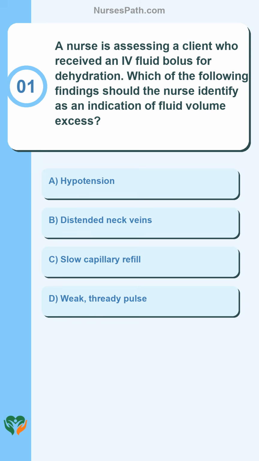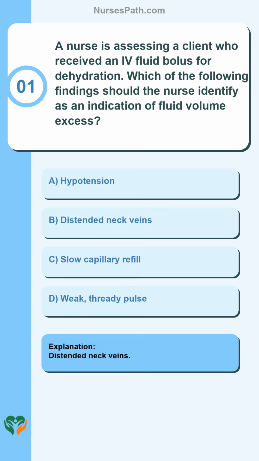Question 1. A nurse is assessing a client who received a fluid bolus for dehydration. Which of the following findings should the nurse identify as an indication of fluid volume excess? Hypotension, distended neck veins, slow capillary refill, weak, thready pulse. Distended neck veins.